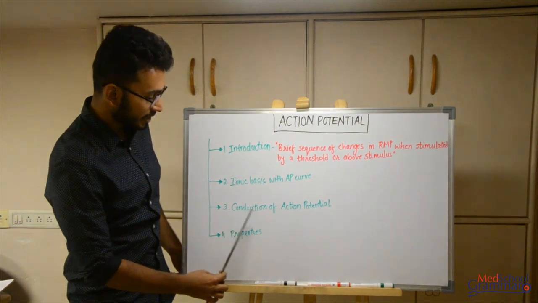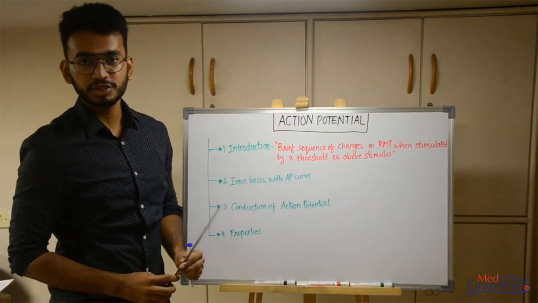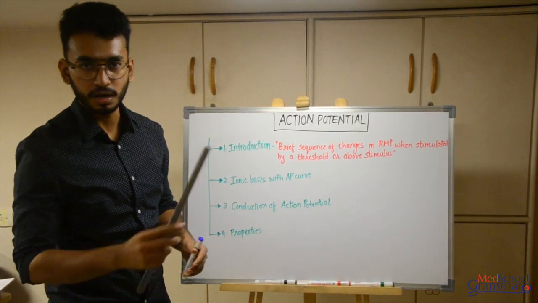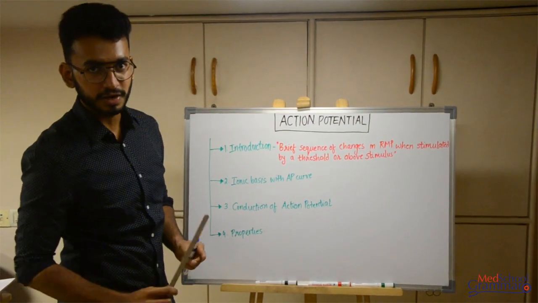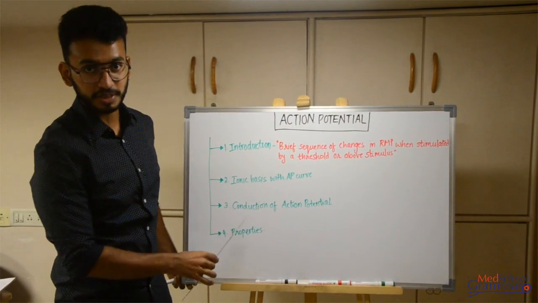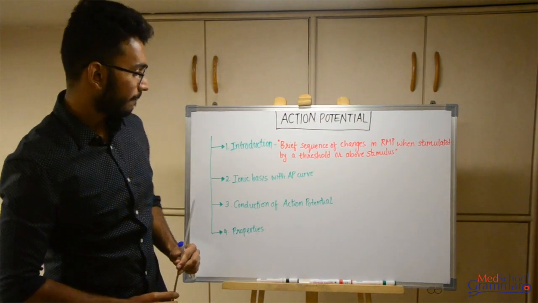The third subheading is conduction of action potential. We'll study the conduction of action potential in nerve fibers. There are 2 types of nerve fibers based on myelination, unmyelinated and myelinated. So the conduction varies in these different nerve fibers. And lastly, we'll study the properties of action potential, the various properties that are important in this particular topic.